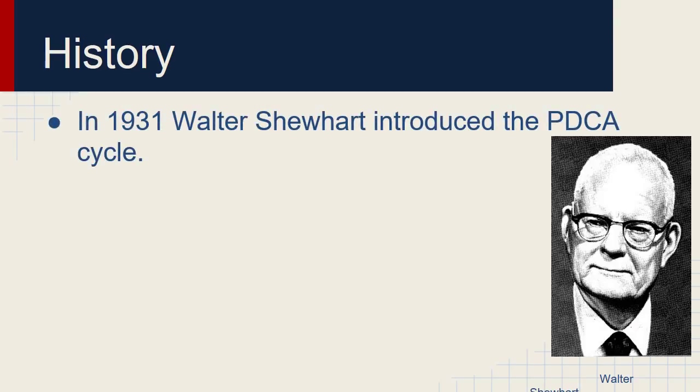In 1931, Walter Shewhart introduced the plan-do-check-act cycle. The 5 process groups were derived from Shewhart's work.